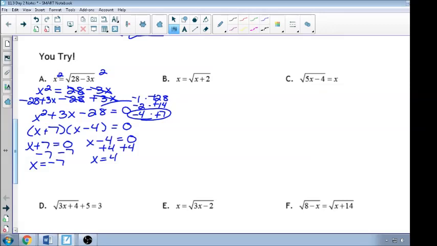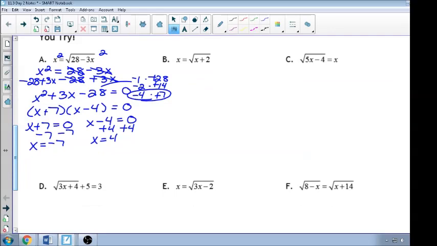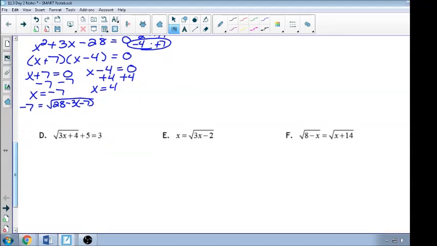Now I need to go ahead and check my solution. So you can do this in a couple ways. I would like you for the first day or so to go ahead and show your work here. But afterwards, what you can do is you can start just typing it in the calculator. So the first one is negative 7 equals the square root of 28 minus 3 times negative 7. So this would be negative 7 equals the square root of 28 plus 21.